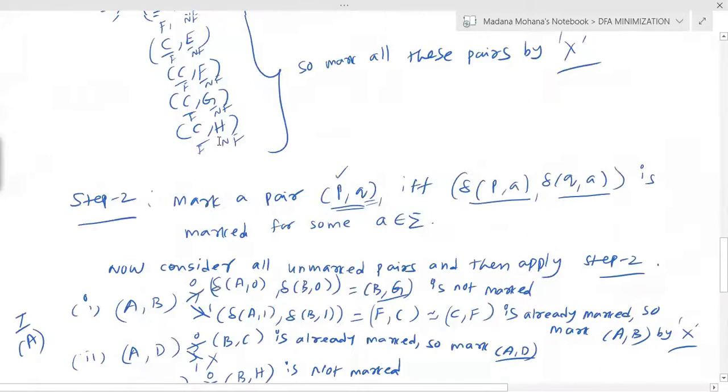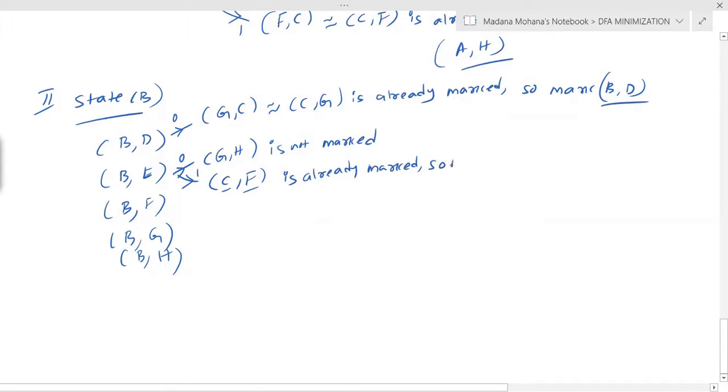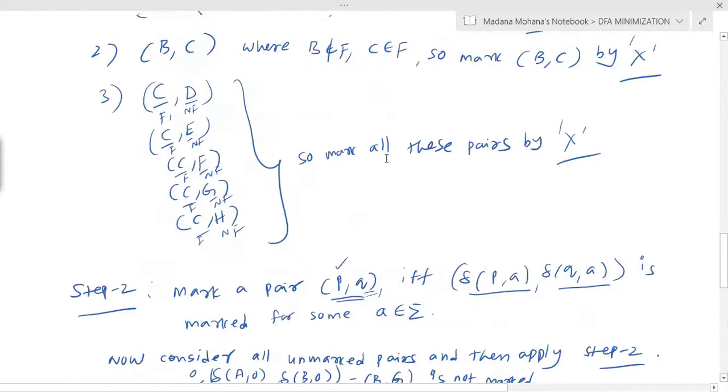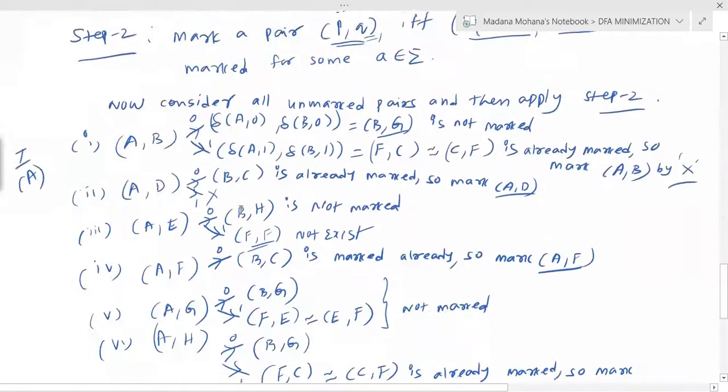Then BE combination. BE on 0, you will get G comma H. See, GH is not marked earlier. Now you can go for the other input, 1. B on 1, you will get C comma F. C is final, F is non-final. This is already marked. So mark the pair B comma E. Now we have to mark the pair B comma E in the second step.